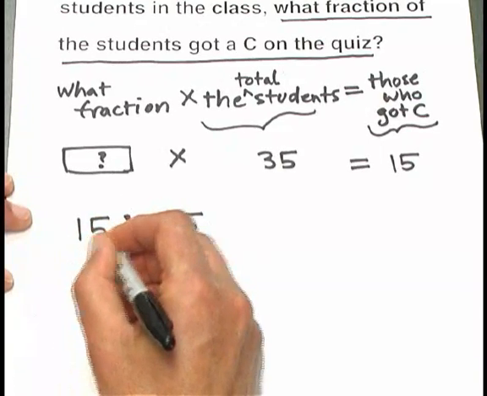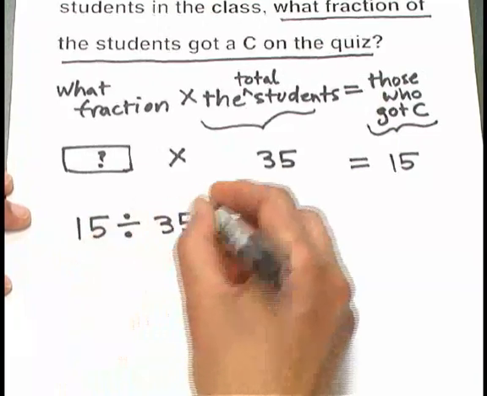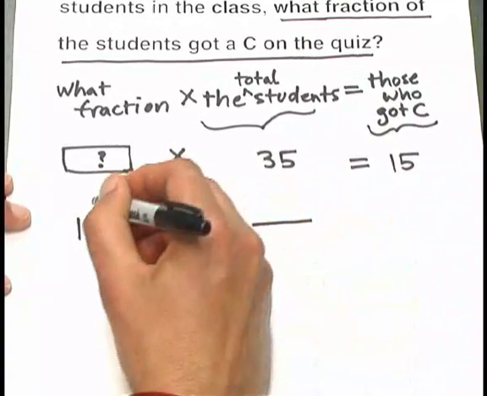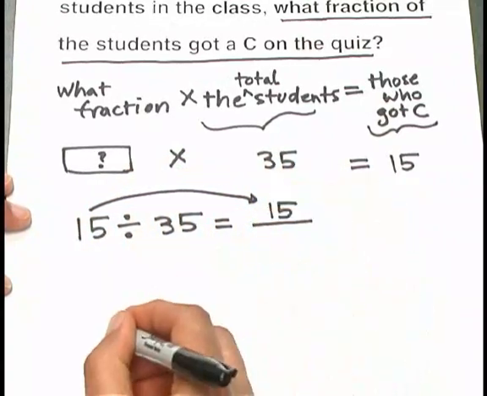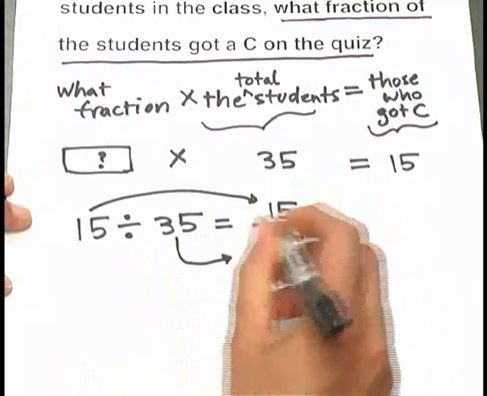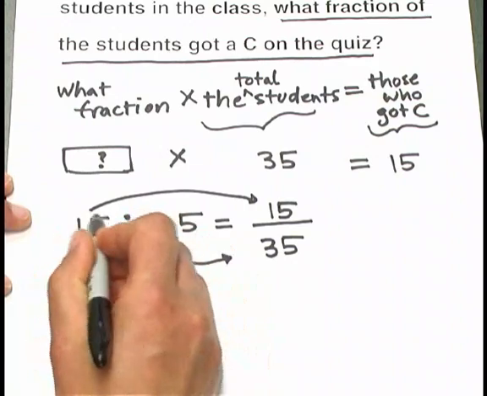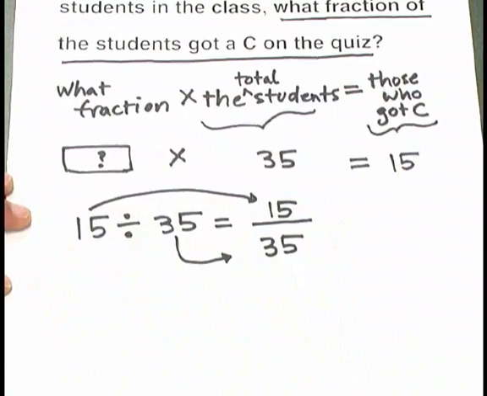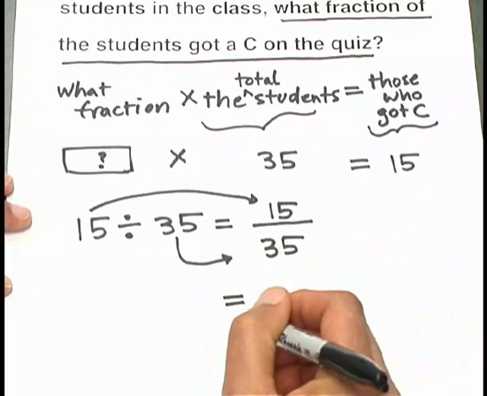Now, 15 divided by 35, 35 doesn't even go into 15 once. So I'm going to write this division as a fraction. I can write this division problem as a fraction by writing the 15 on top in the numerator and the 35 below in the denominator. When we write 15 divided by 35, the first number in this division statement always goes on top in the fraction. So we have 15 over 35, or 15 35ths.